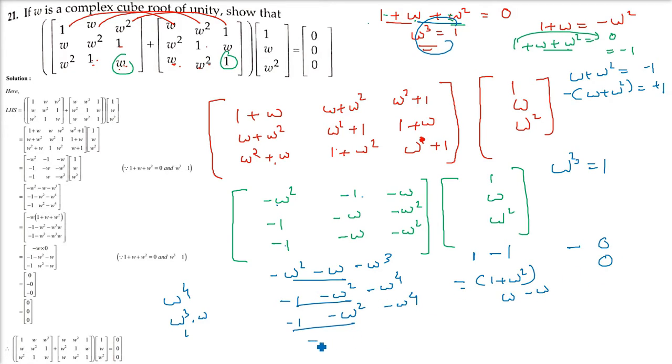Then we have the third one, same thing. This is 1 plus omega square, and omega to the power 4 is 1, as we just saw. And 1 plus omega square is going to be minus omega, so omega minus omega is 0. This is how the 0 comes. You can do it directly also, or you can take the negative outside. All the ways are possible.